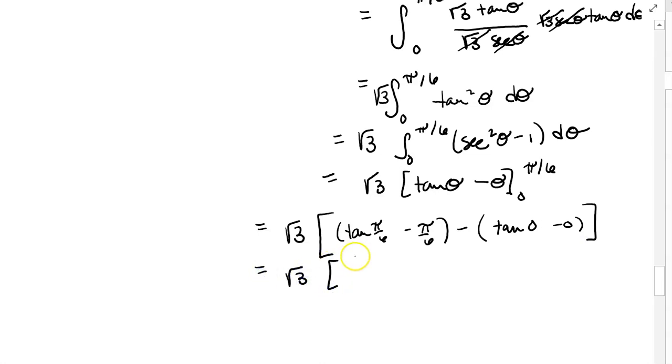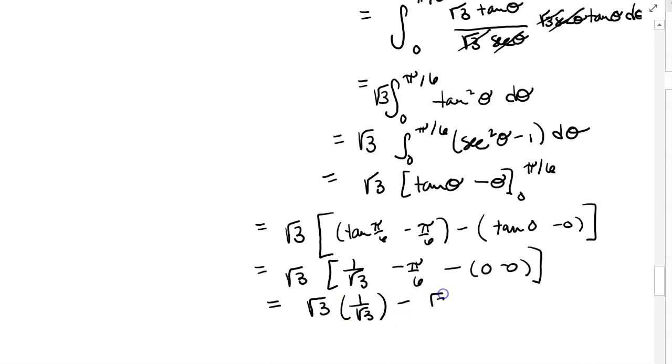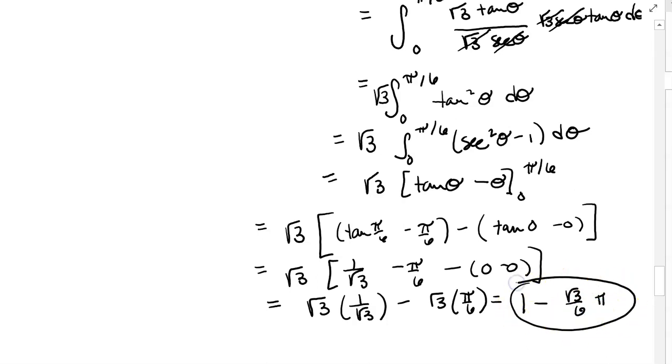Tangent of pi over 6 is 1 over square root of 3. And tangent of 0 is 0. So multiplying that out, we'll have square root of 3 times 1 over the square root of 3 minus square root of 3 times pi over 6, which gives me 1 minus root 3 over 6 pi. And that is my answer.